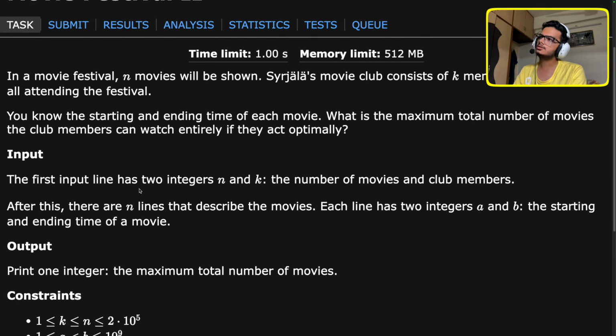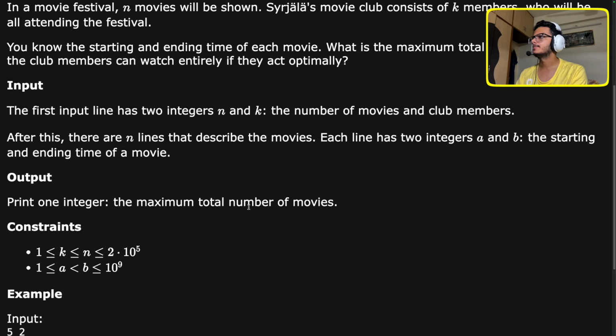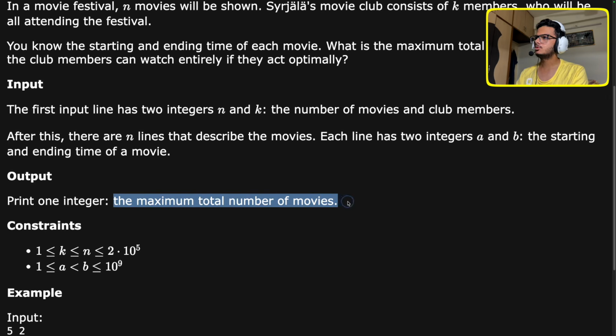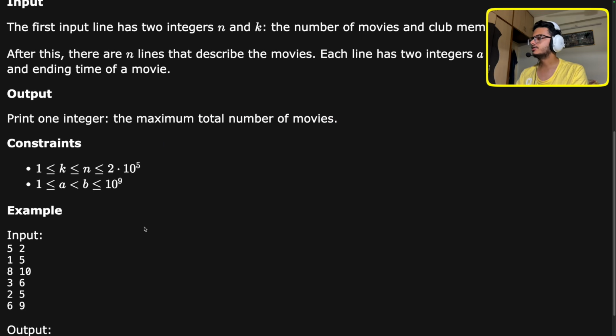If you see the input here, the first line has two integers n and k, n being the number of movies and k being the number of club members. After this, there are n lines that describe each movie. How is each movie described? With a starting and end time, so you see two integers a and b. For the output you have to print one integer, the maximum total number of movies. The constraints are that n and k are less than or equal to 10^5, and k, the number of members, is less than or equal to n. Because if k is equal to n, then we can watch all the movies, as each person will watch a different movie.